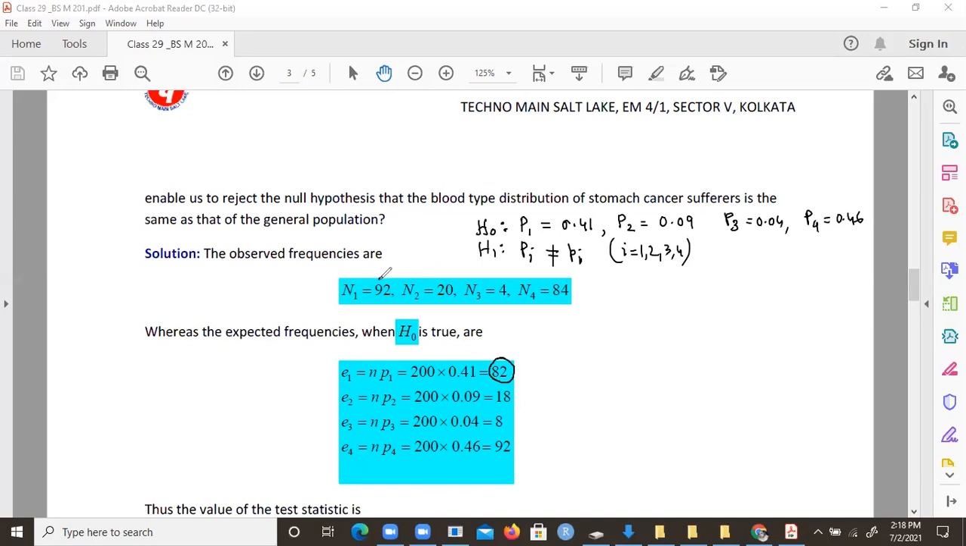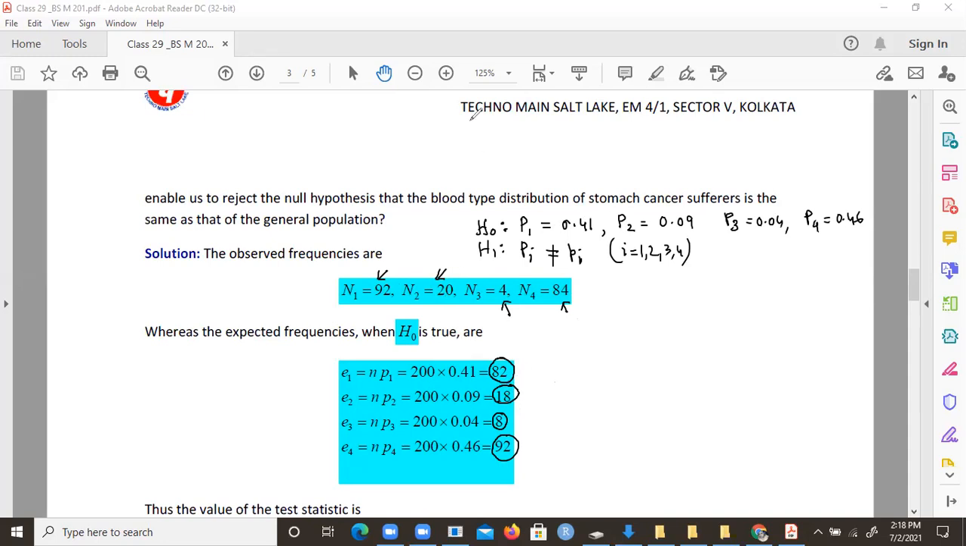While in the observed case, I am finding 92. I expect 18 people in here. In the actual case, I am finding 20. Here I expect 8, but here it is less. Here I expect 92, here it is less. So sometimes more, sometimes less. But the values, this difference is 10, this difference is 2.